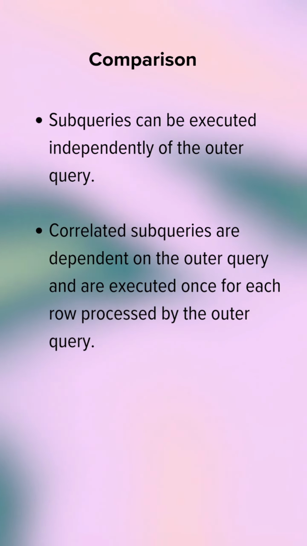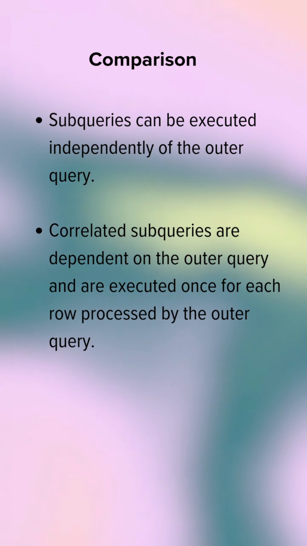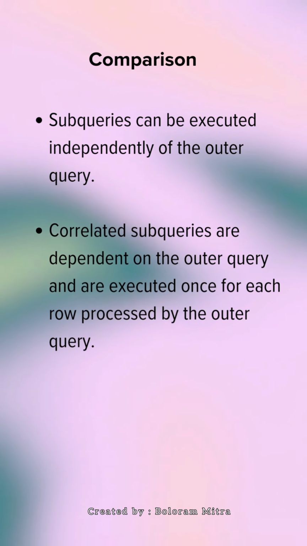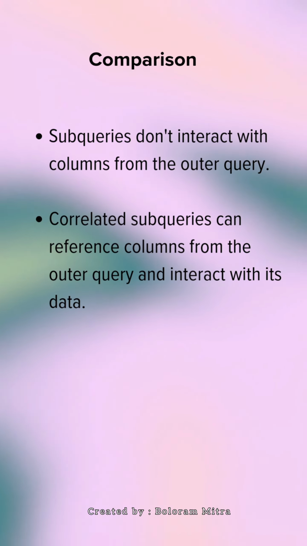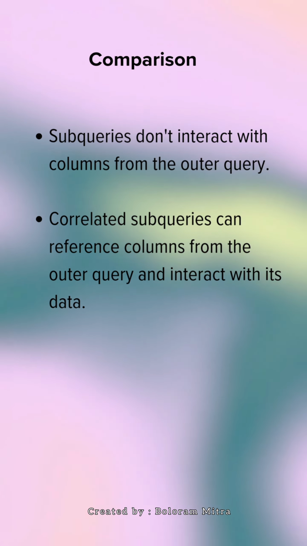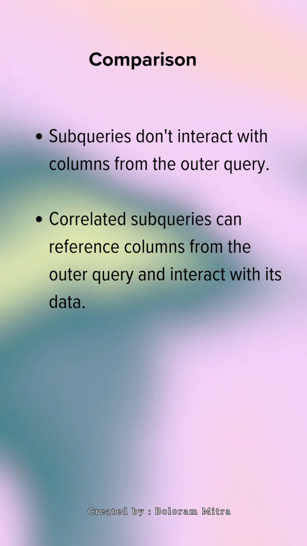And here comes the difference: subqueries are independent and can be executed separately. On the other hand, correlated subqueries are dependent on the outer query and cannot be executed alone. And from here, we can say subqueries don't interact with the columns of the outer query and correlated subqueries do. And that's the correlation between two queries.